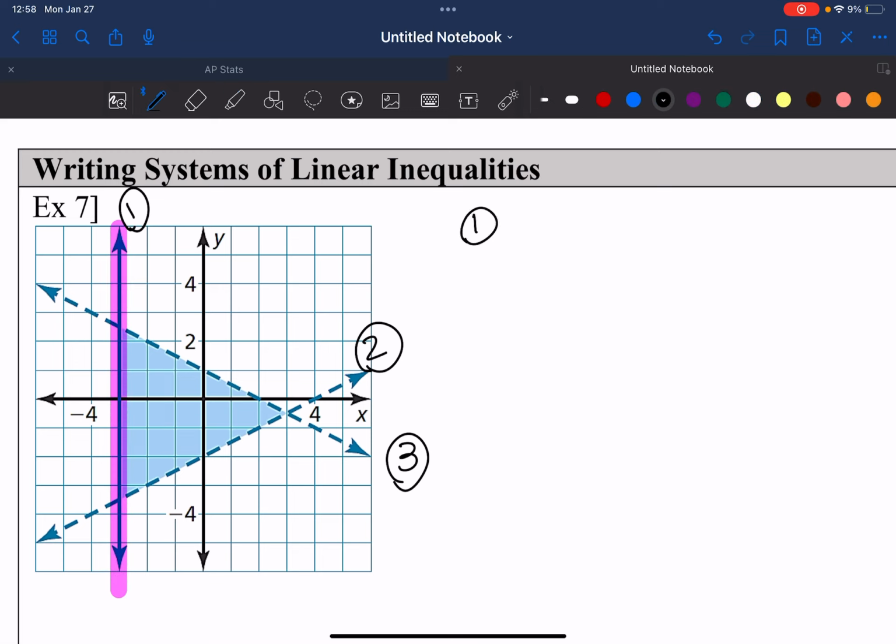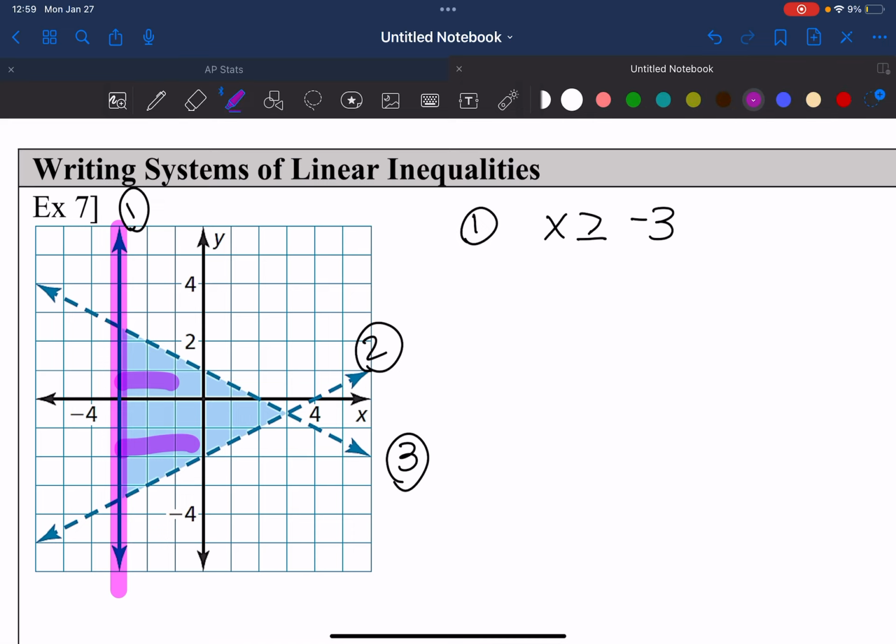Okay, so on number 1, the first thing I notice is that this is a solid vertical line. Since it's a vertical line, I know it starts with x. And since it's solid, I know I'm going to have a greater than or equal to or less than or equal to symbol. And then notice where the shared area is right here, this is going to the right. So since it's going to the right, I know it's going to be greater than or equal to. So x is greater than or equal to -3.